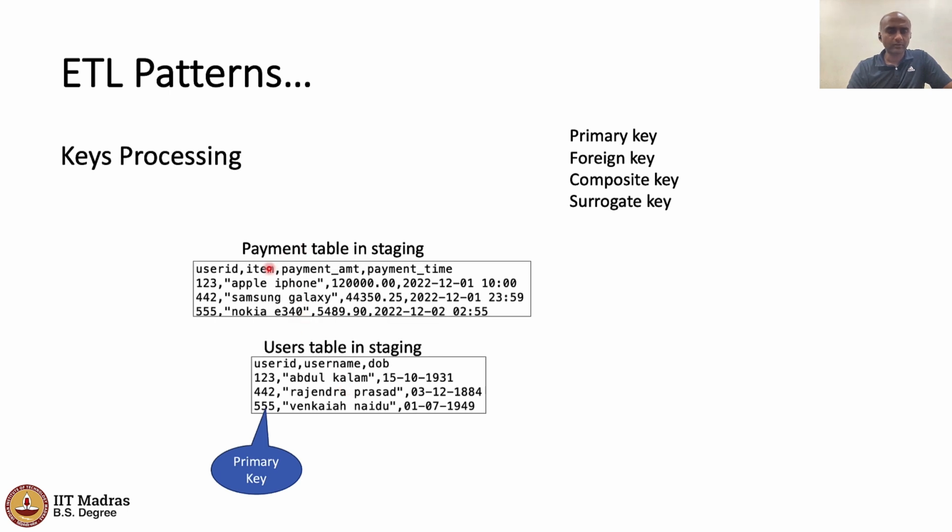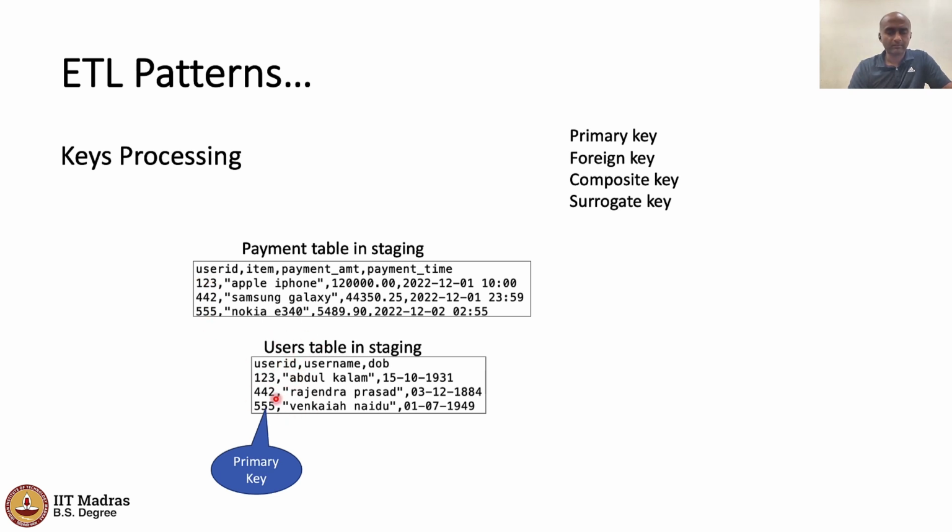Now let's assume you've got, in the other line of your business, the set of payments that have happened for different commerce goods. Here, the payment table is in staging. It has these different columns: user ID, item, payment amount, and payment time. Again, CSV. And here, the user ID is something that the domain captures as a reference back to the users table.